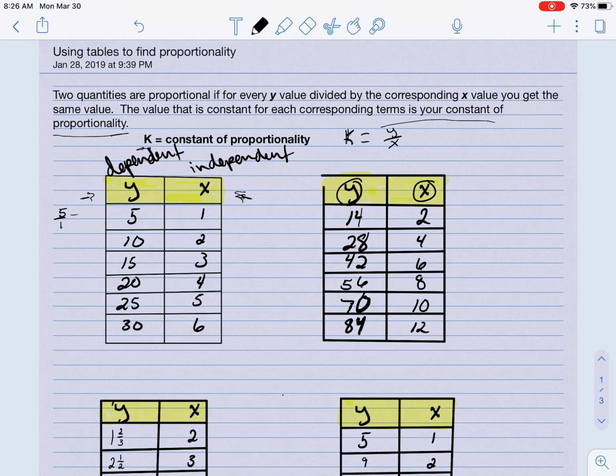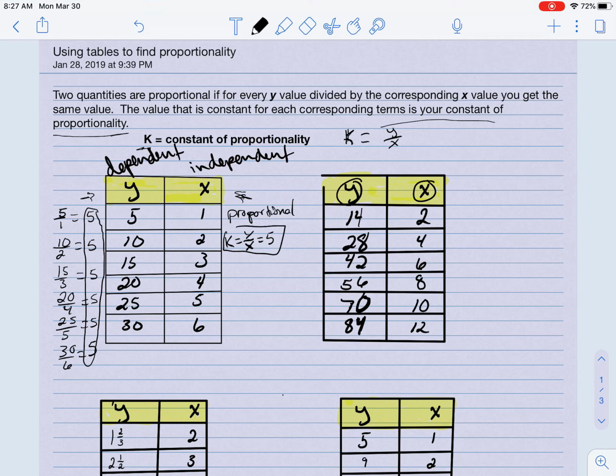So here we've got 5 over 1, which equals 5. 10 over 2 equals 5. 15 over 3 equals 5. 20 over 4 equals 5. 25 over 5 equals 5. And 30 over 6 equals 5. So for every y divided by x, we get the same number, 5. Therefore, this is proportional. And our k is equal to y over x, which is the same for all of them, which equals 5.